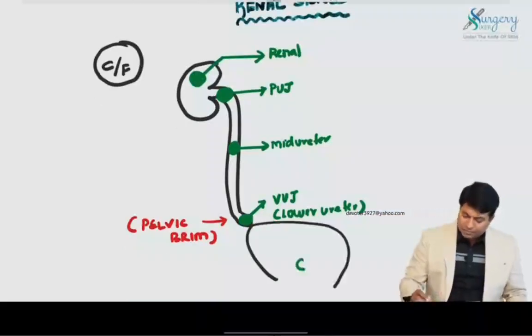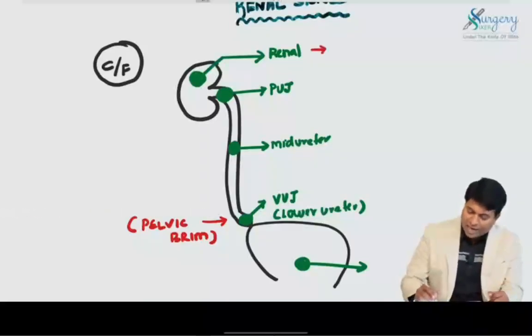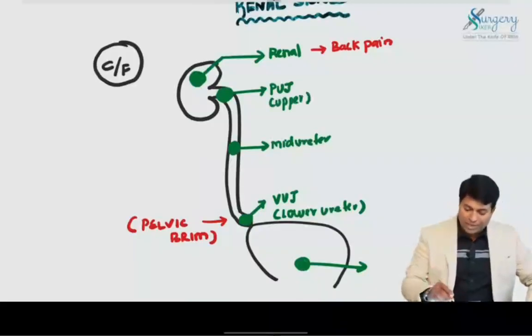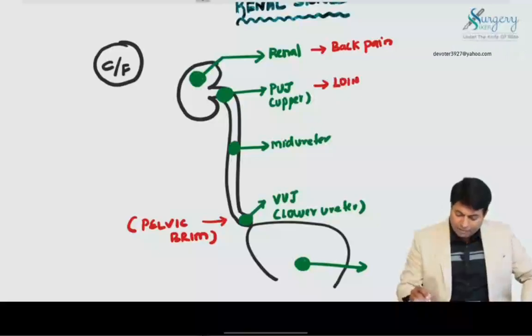So what are the symptoms which are going to happen with all of these? I'm going to tell you now. A stone in the kidney itself will have only back pain. Stones in the pelviureteric junction or in the upper ureter will have pain radiating from loin to where? Radiating pain from loin to testicles.